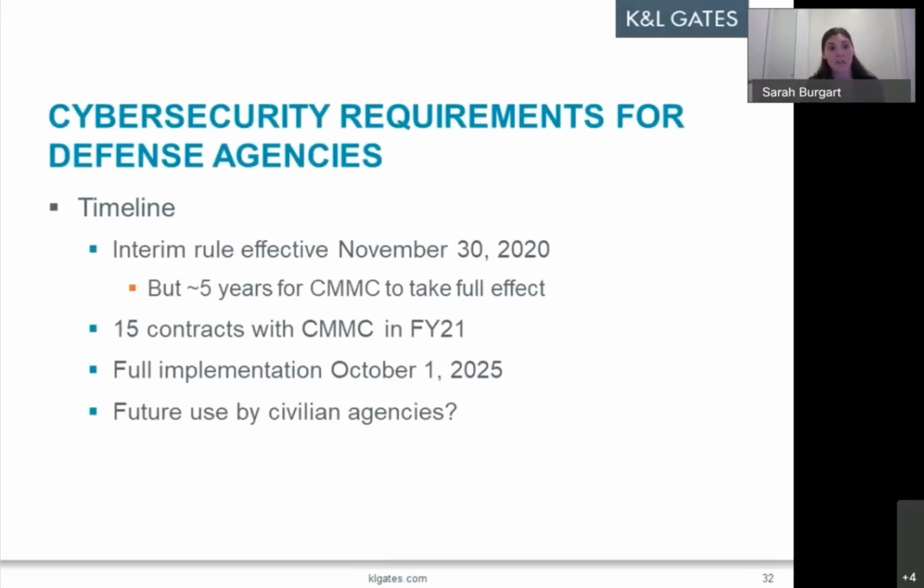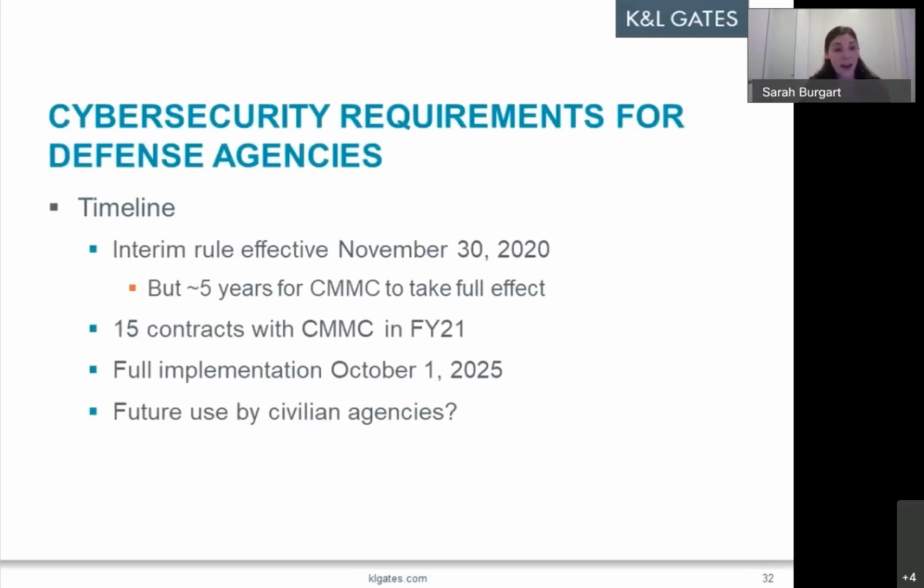So DoD has already announced some of the contracts that it plans to have these CMMC requirements in FY21, and they're large procurements that are going to have a number of subcontractors and a number of entities that are requiring a CMMC certification within fiscal year 21.